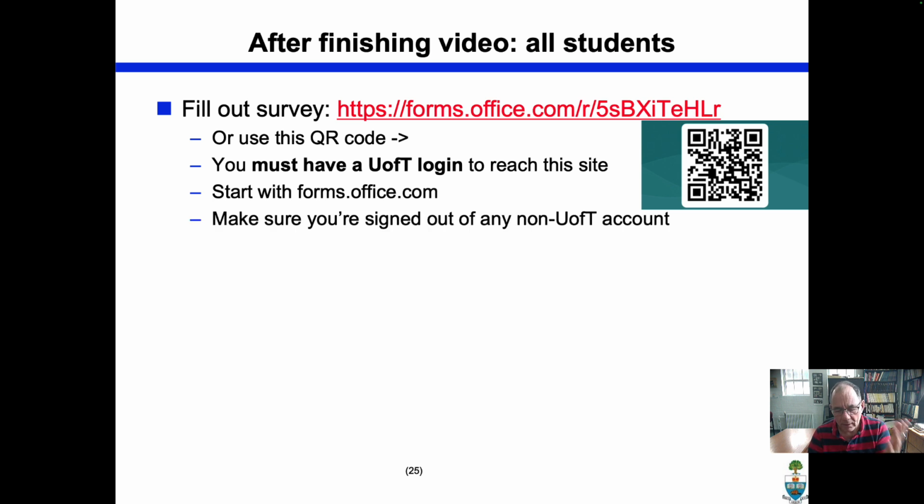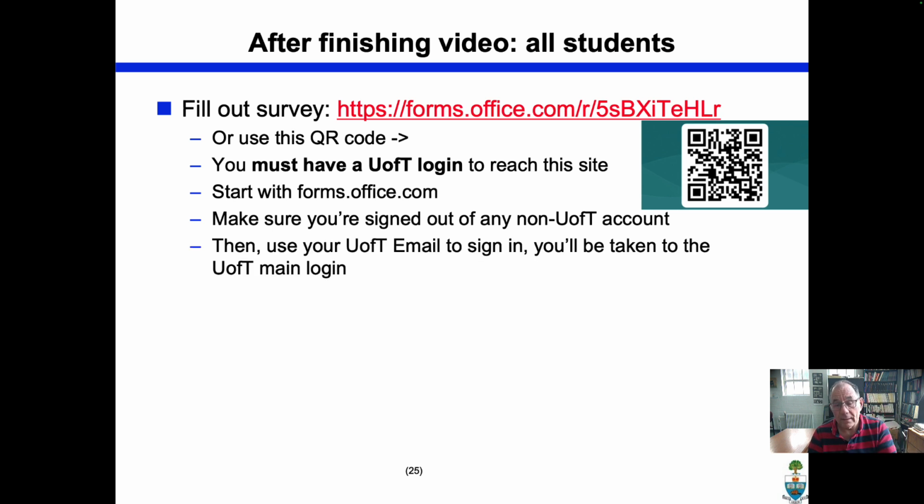And you may have another Microsoft account. You should sign out of that because you won't get access, and then ask to sign in with your U of T email. Once you've done that, you'll be taken to the U of T main login, and you'll get access to the form. We'll be using forms throughout this class.